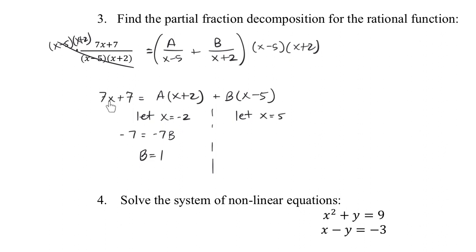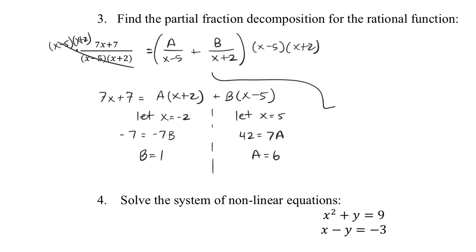So we get 35 plus 7, which is 42. 5 plus 2 is 7. 7 times a is 7a. And then here, 5 subtract 5 is 0. So b disappears from that equation. Divide by 7 and we get a is equal to 6.